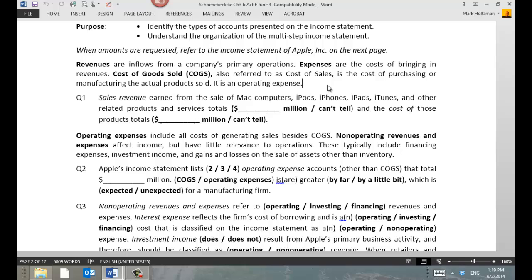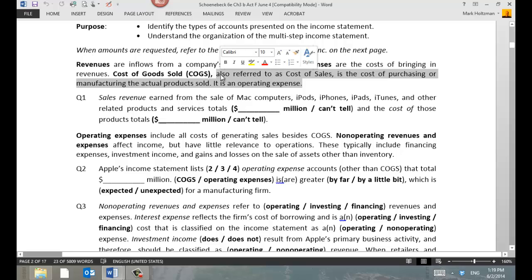So, anyway, cost of goods sold. Expenses are the cost to bring in the revenues. If you're running a record store in 1982, then expenses are the cost of running that store. Cost of goods sold is the cost of buying, say, a record and then selling it at a certain price. Okay, now let's look at this.